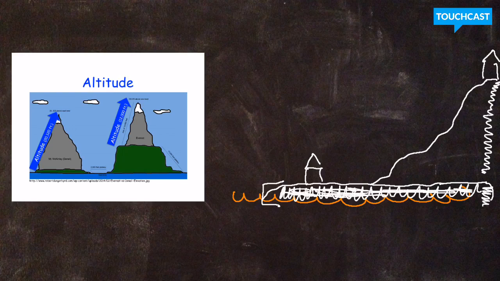Altitude, on the other hand, is the distance from a given point. So here it would be the base of the mountain. If I start a hike here and change my altitude by hiking up the mountain, that's changing altitude. I still have an elevation. My elevation is going to be the distance from sea level.